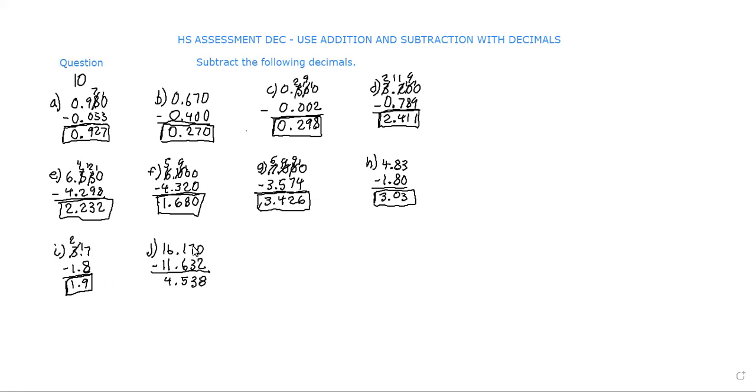And the last one, it's trying to do 0 minus 2. We can't do that, so we have to borrow 1 from the place value on the left. So this becomes a 6, and that 1 comes over here. So 10 minus 2 is 8. 6 minus 3 is 3. 1 minus 6, we can't do that, so we have to borrow 1 from the place value on the left. So this becomes a 5, and the 1 comes over here. 11 minus 6 is 5. And then we have 5 minus 1 is 4. And 1 minus 1 is 0. So our answer is 4.538.